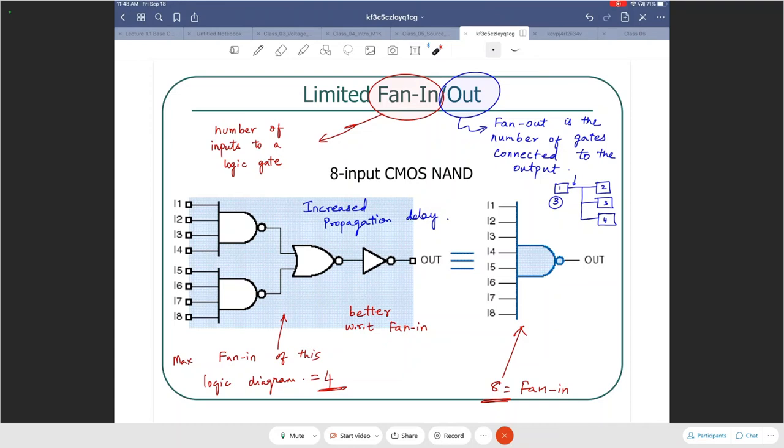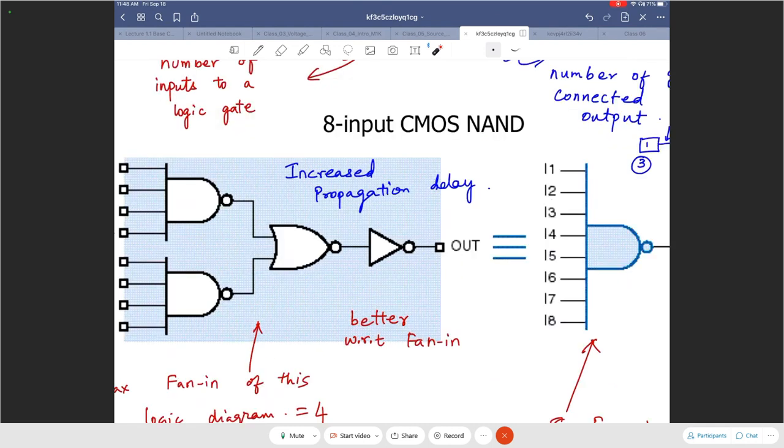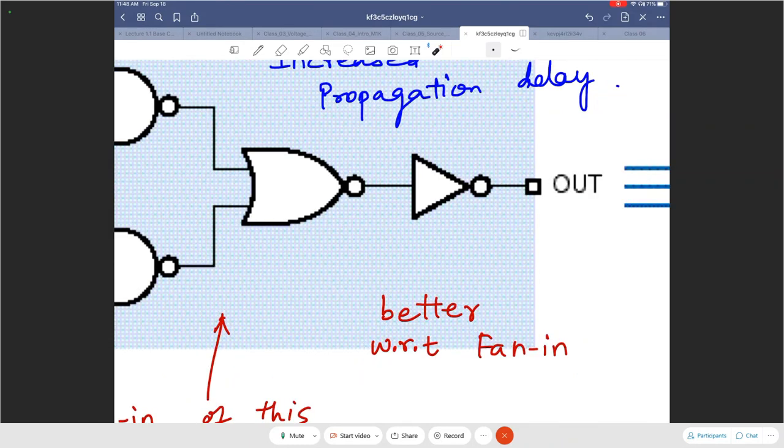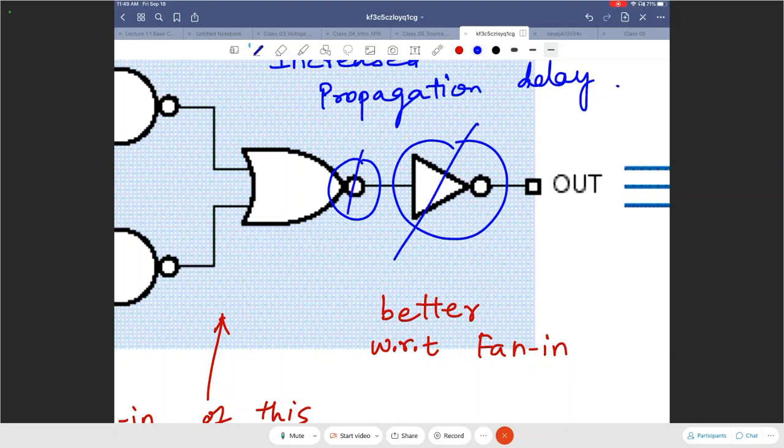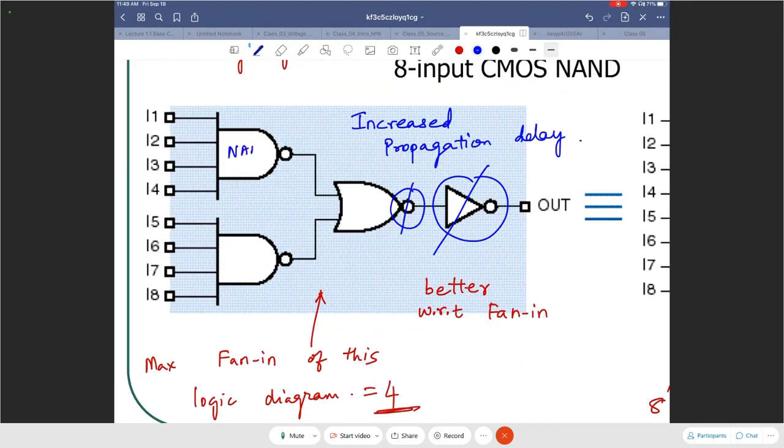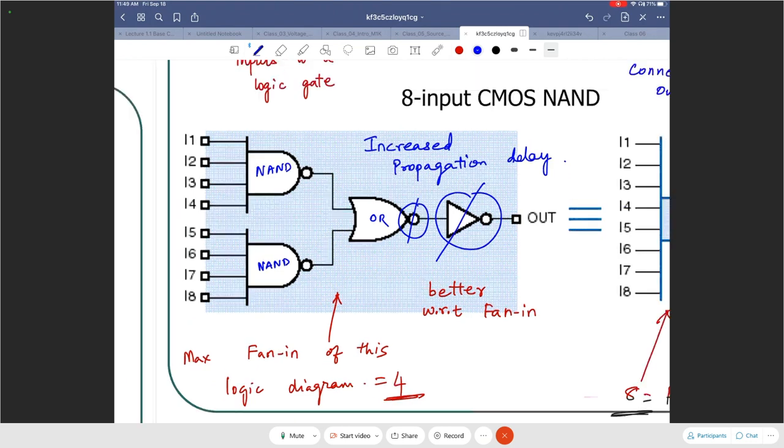I hope you guys see that these two circuits are equivalent, right? So the way to quickly check this is this: the NOT gate essentially cancels out with that bubble. So these two cancel out. What you are left with is NAND, OR and NAND. That's essentially what an 8-input NAND is doing for you.